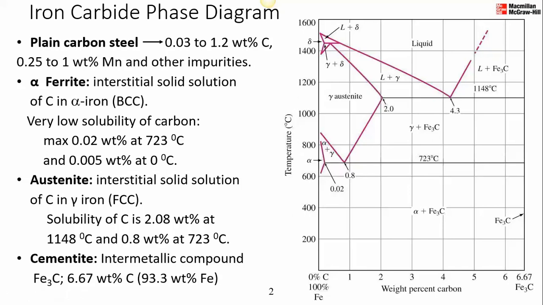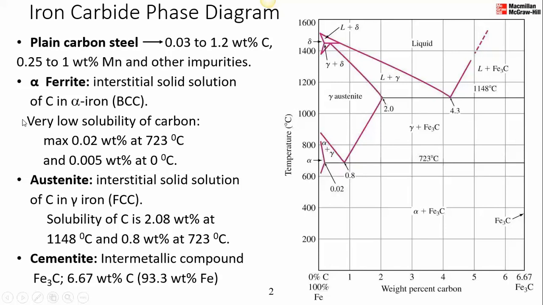One of the most important phases is alpha ferrite, that is shown here in this very small region on the left side of the phase diagram. Alpha is an interstitial solid solution of carbon in alpha iron. If you remember, iron has a BCC structure up to 912 degrees Celsius, and we can dissolve carbon interstitially in that structure.